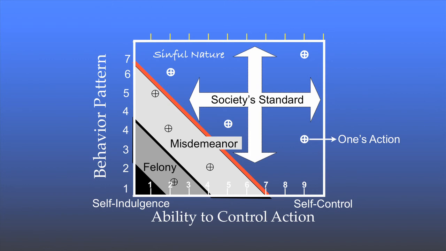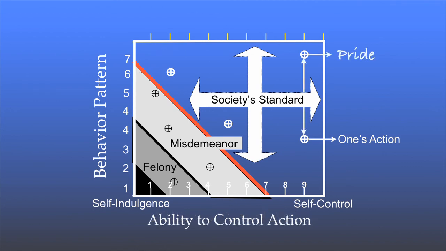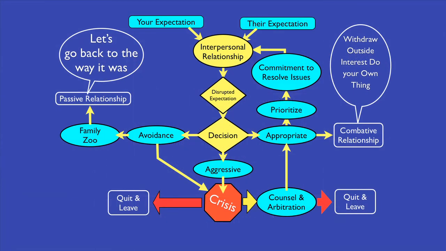When people compare their actions to others' actions with comments like, "Well, my behavior's not so bad. In fact, it's far better than his," we find that it's a result of pride. And we all know that pride goes before a fall. In part 1, we have been setting the foundation for an interpersonal relationship. In part 2, we'll look at the disrupted expectations that occur in all relationships and what causes them.